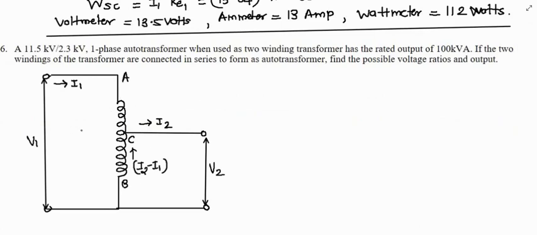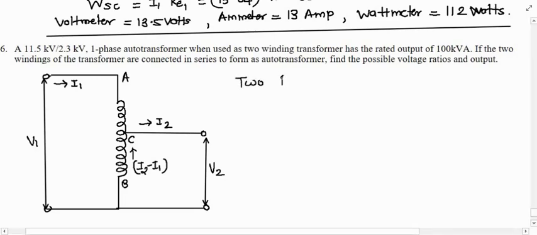Auto transformer is a single winding transformer. Okay. So I have marked the terminals of this single winding A, B, C. The center terminal, the common terminal, I have taken as C. Okay. Now there are two possible connections here. I will just write down here: there are two possible connections.